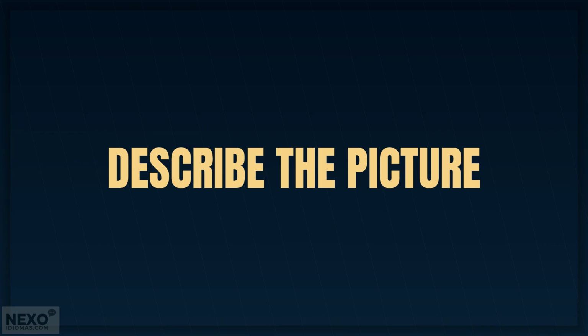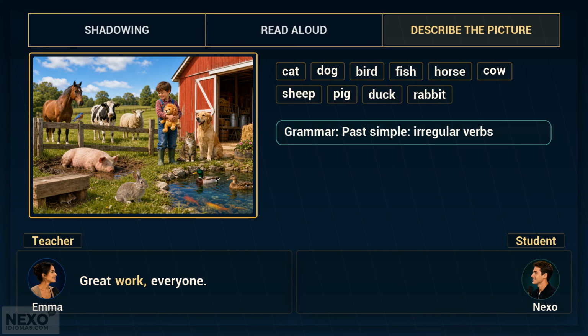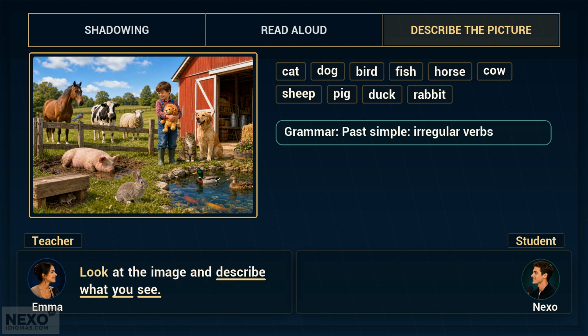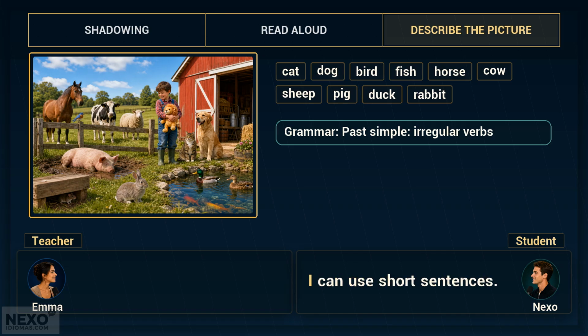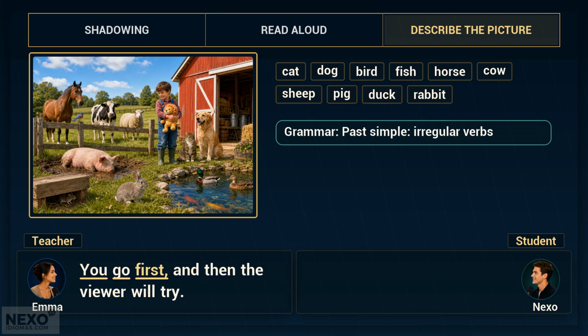Describe the picture. Great work, everyone. Now we will describe the picture. Look at the image and describe what you see. Try to use the words shown and the grammar we studied. I will try. I can use short sentences. Good. Nexo, you go first, and then the viewer will try.